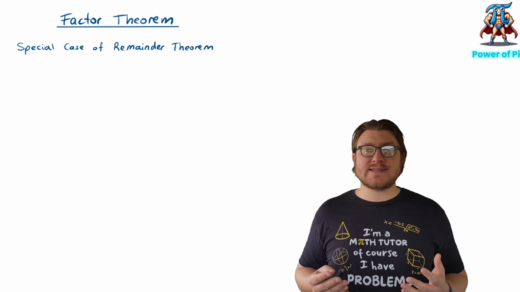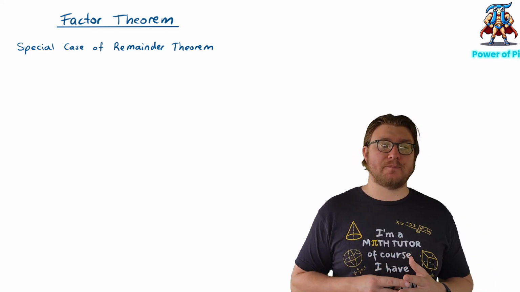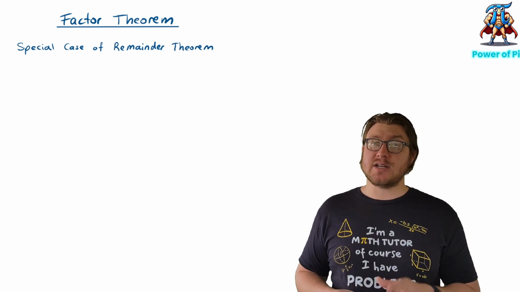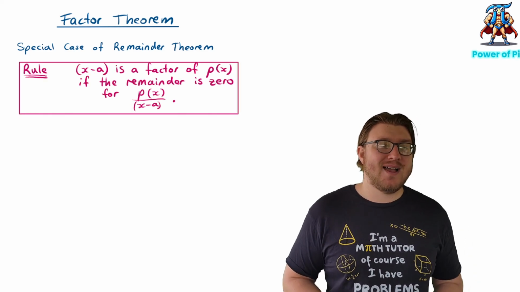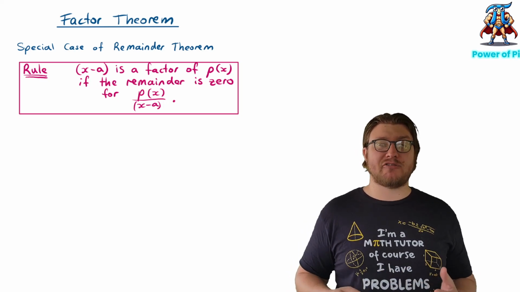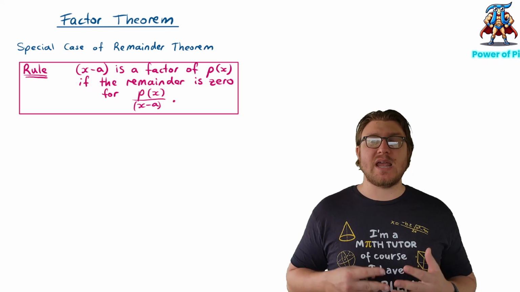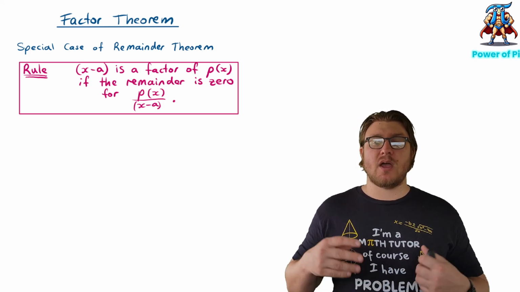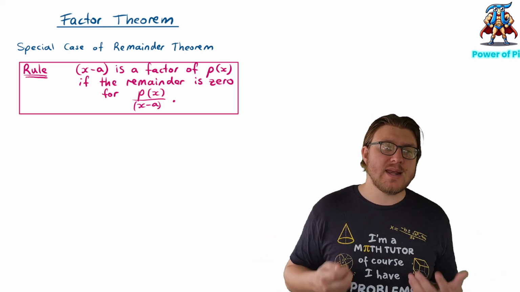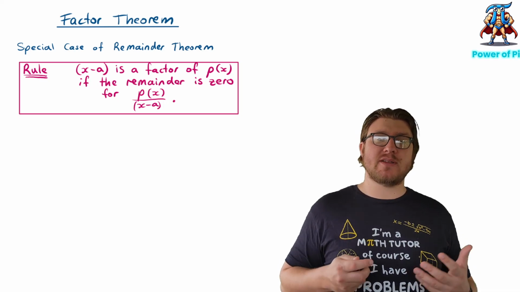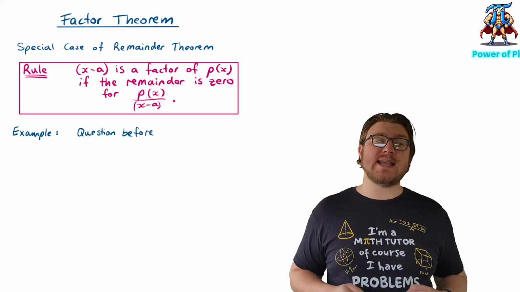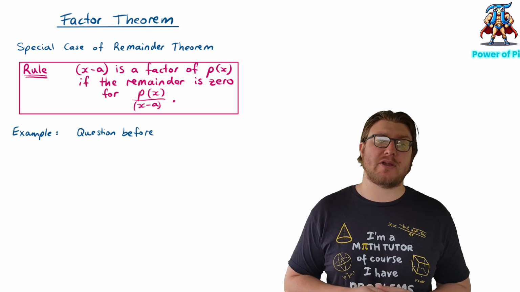Now, there is a second theorem, which is called the factor theorem. And it's actually just a special case of our remainder theorem. And you've already used it today. Let's have a look at what the actual rule says. x minus a is a factor of a polynomial p of x if the remainder is 0 for the polynomial divided by that term. Now, you've actually done this question in the last one. We had a remainder is 0. So the question before is actually an example of our factor theorem.